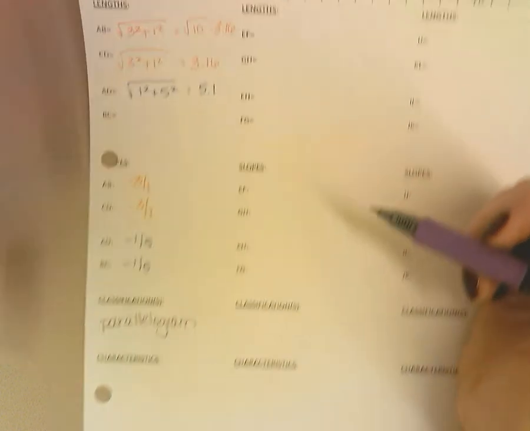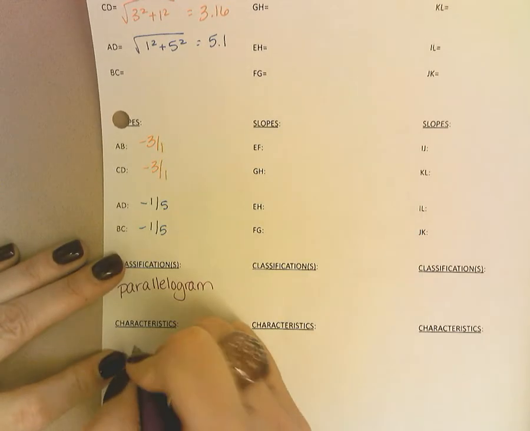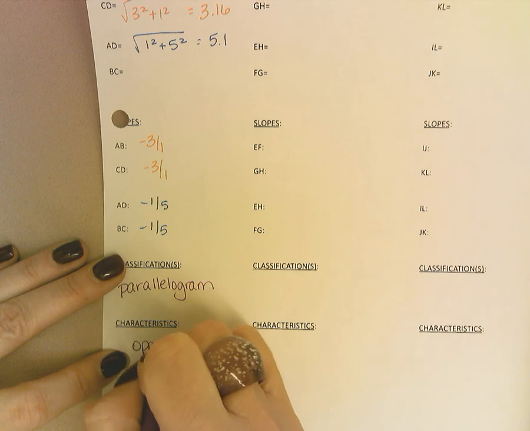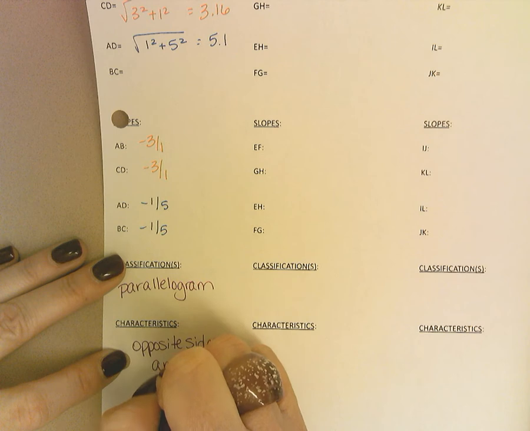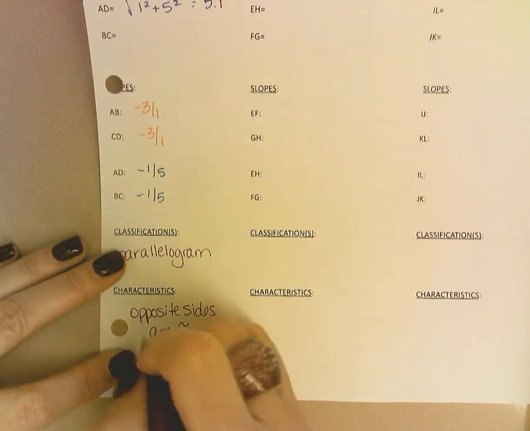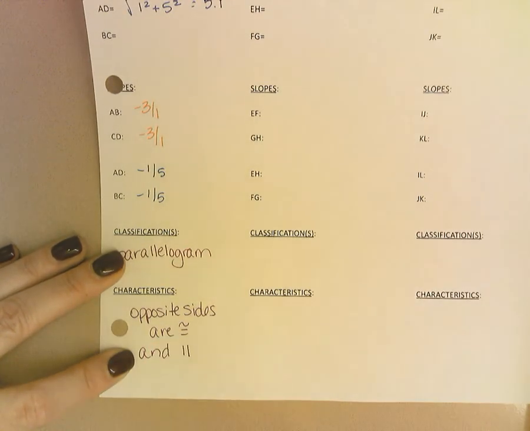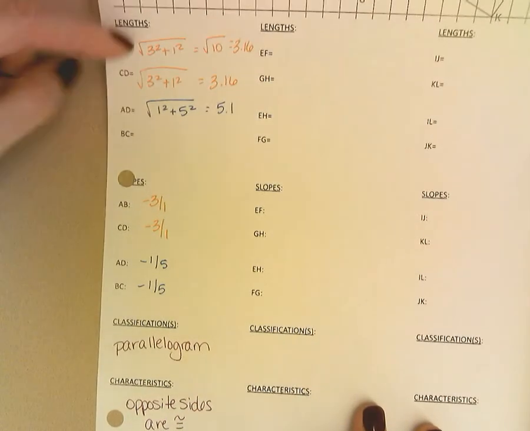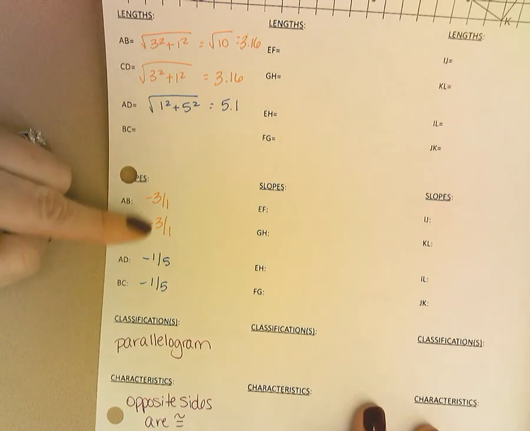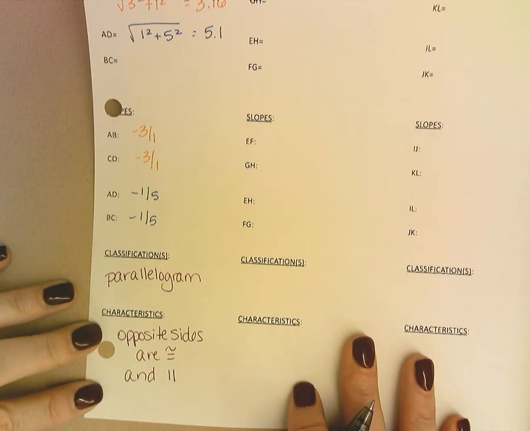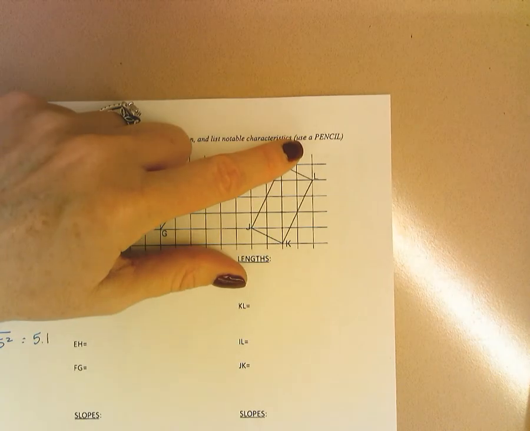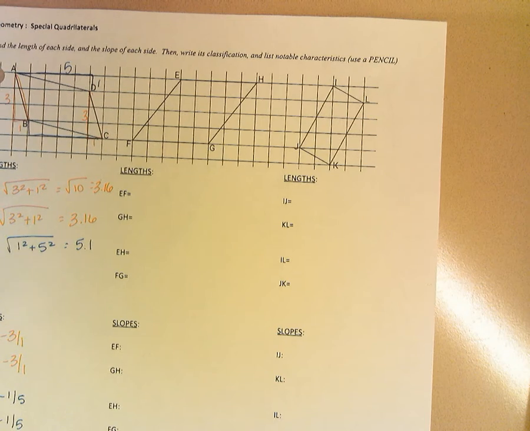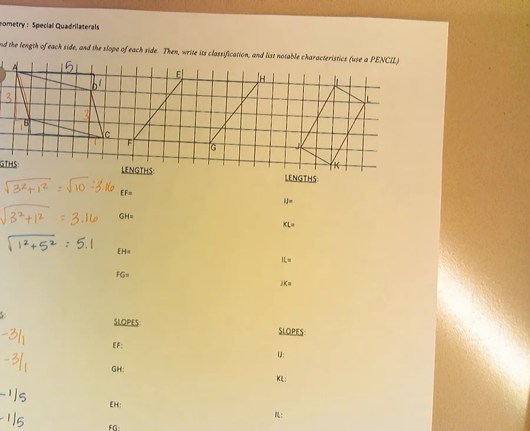Okay? And here are some characteristics we just found out. Opposite sides are congruent and parallel. So we found that out from the lengths that showed us they were congruent, from the slopes that showed us that they were parallel. So you're going to do that for all 6 shapes. What you don't finish in class is homework. I would ask that you do this in pencil so you can make any corrections from the answer key posted online.